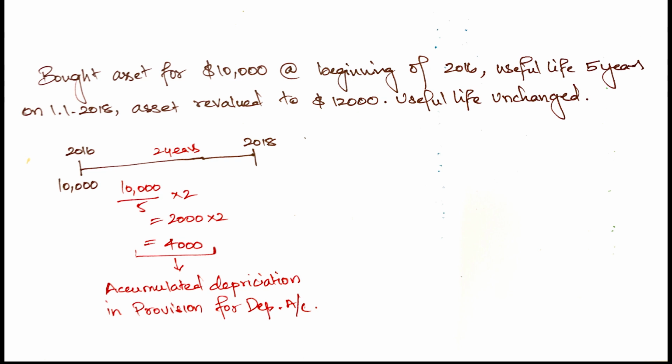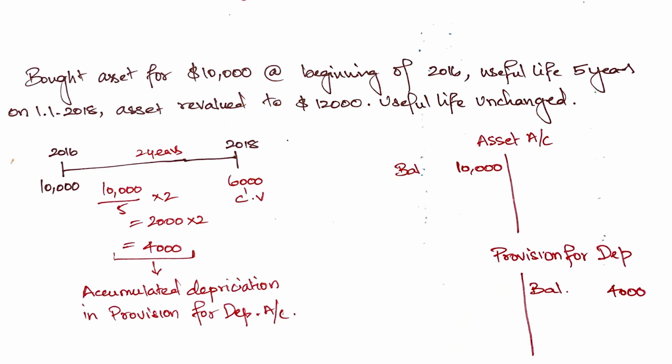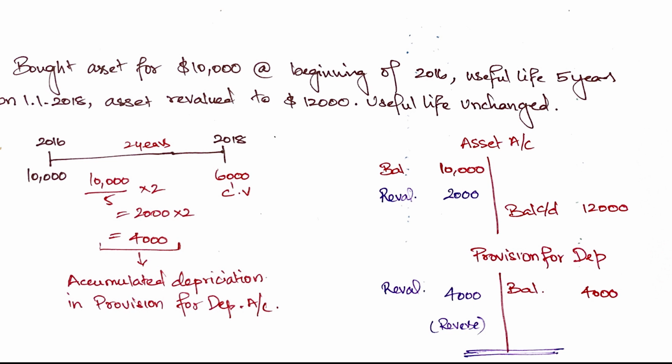So when you bought the asset for $10,000 and you say that it has a useful life of 5 years, you would have already depreciated it for 2 years, which is 10,000 divided by 5, which is 2,000, into 2. So 4,000 is already your accumulated depreciation. This would be present in your provision for depreciation account. So first you have to reverse this. Next, you have to bring up its carrying amount to 12,000. So it would have been shown in its asset account for 10,000. So you have to debit it with another 2,000.